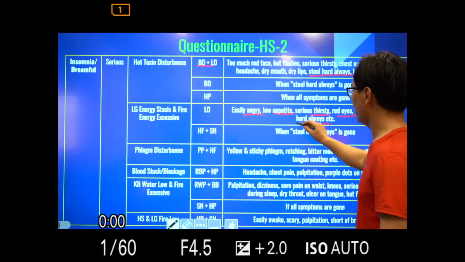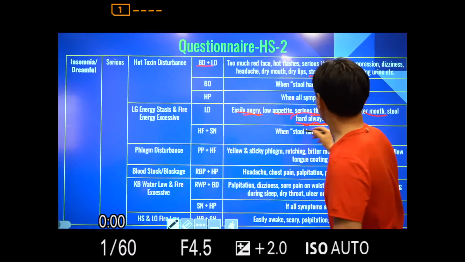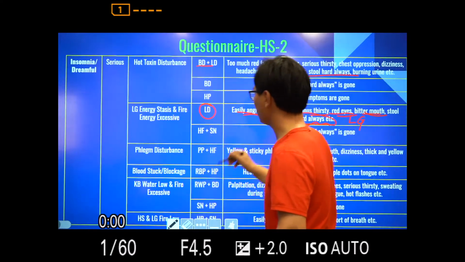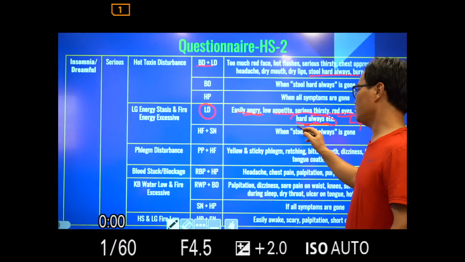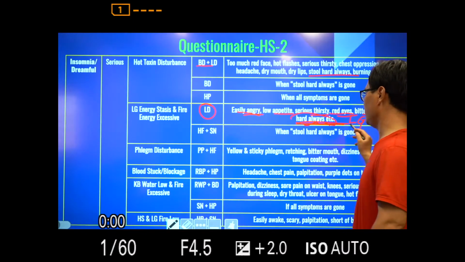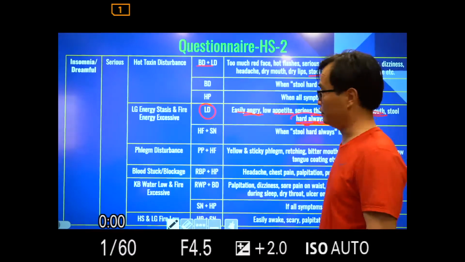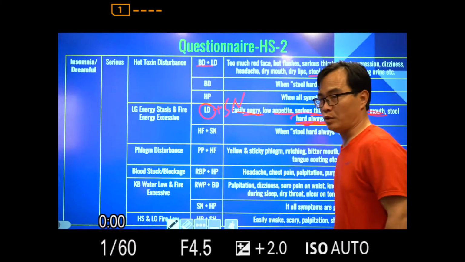But if people always have hard stool, with easily angry, red eyes, a bitter mouth, something like this, it is an allergy in the disease, and we can use the liver detox only for these problems. If this is working, all these symptoms should also improve. Sure, for this you can add SN to work more powerfully.